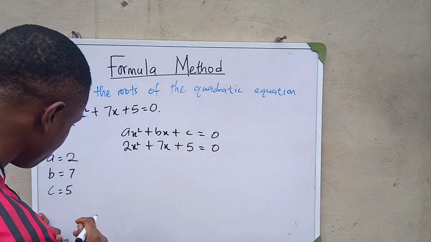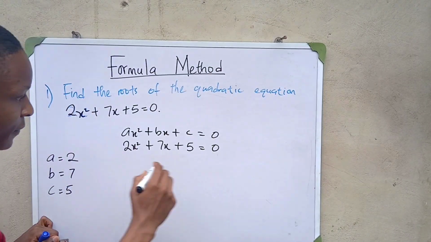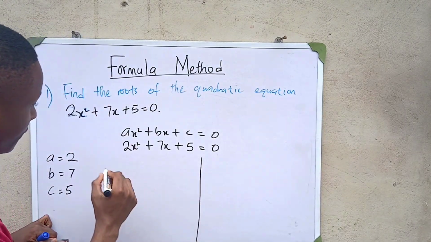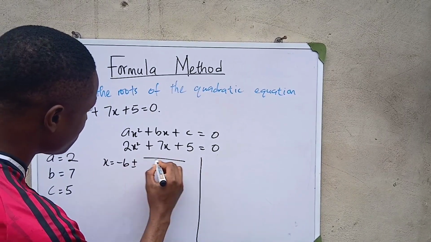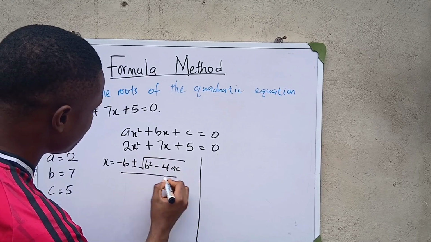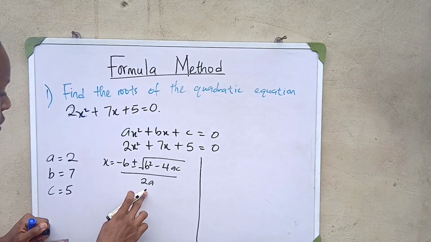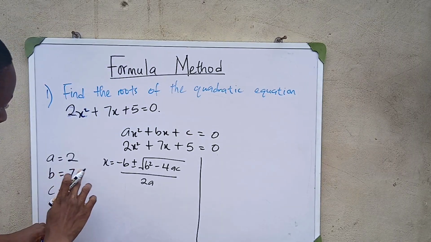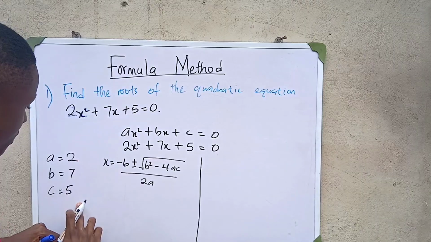So now, when we have gotten a, b, c, we can go back to the general formula, which is x is equal to minus b plus or minus square root of b squared minus 4ac all over 2a. This is the general formula. So now anywhere we see a, b or c, we just include these values.